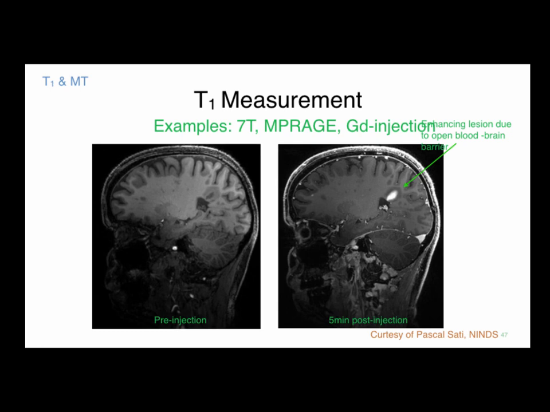Another application for T1 measurements in general is also the use of contrast agents. So this is an example of an MS patient, where you give a contrast agent that can cross the blood-brain barrier if there is an active inflammation in the MS lesion. Now, the contrast agent helps to make that T1 transition faster. So the water that is in close contact with the gadolinium gets a shorter T1 time. And if you do the MPRAGE as a T1 measurement, these lesions light up pretty.